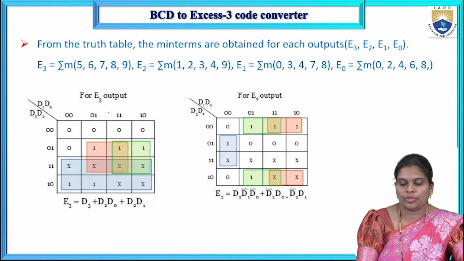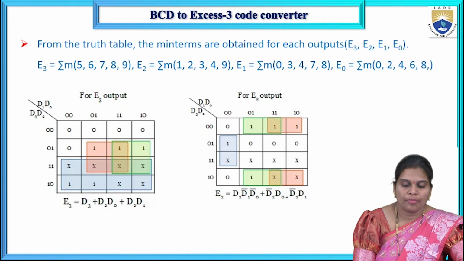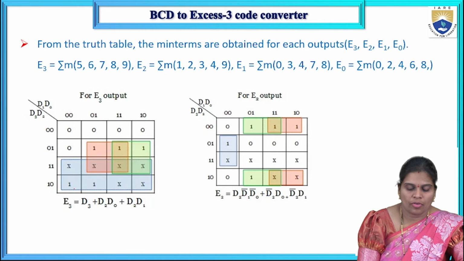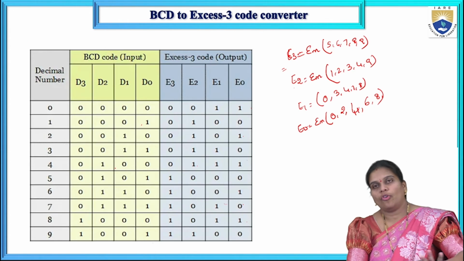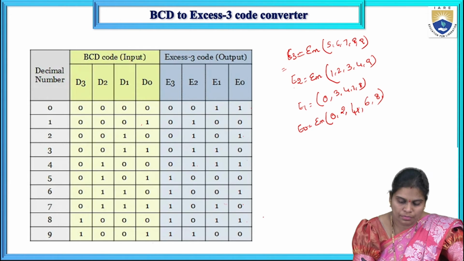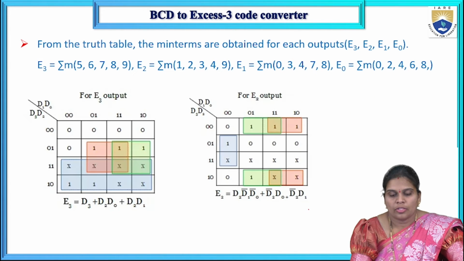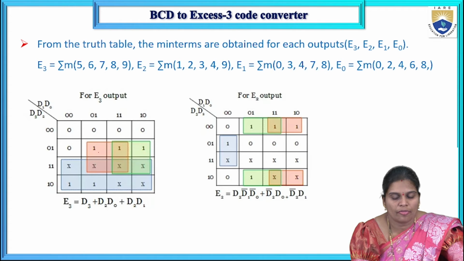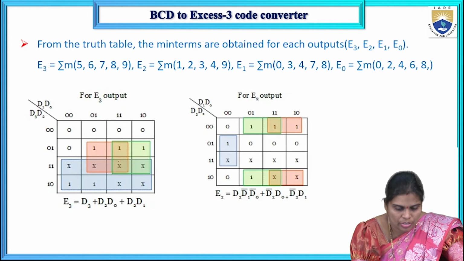Okay, these all are E3, E2, E1, E0. For E3, 5, 6, 7, 8, 9 are there. In this truth table, we only have the values from 0 to 9, because in BCD the values are represented in BCD form only. The remaining values, 10 to 15, are not there in this truth table. So at that time, we take the don't care condition for these 10 to 15 values. 10, 11, 12, 13, 14, 15 are the don't care conditions.